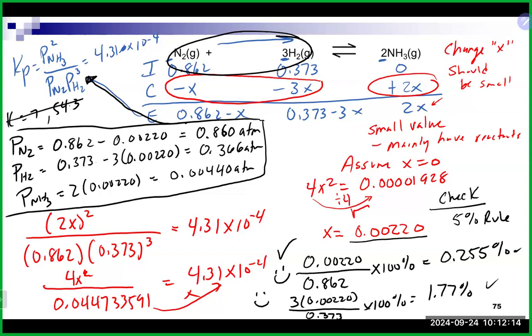You could also see that the change wasn't very big, right? This guy started at 0.862, ended at 0.86. This guy started at 0.373, ended at 0.366. So again, our assumption is valid, as there wasn't a very big change in terms of the pressures as we go from reactants to products. Any questions on that there?